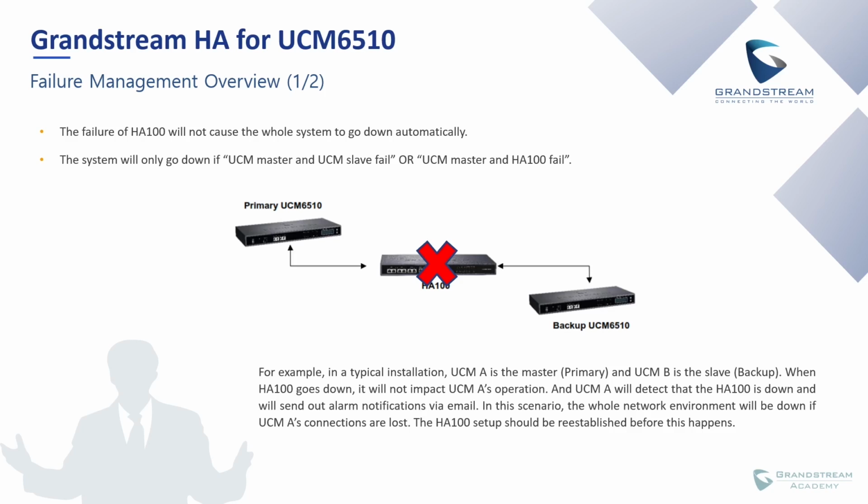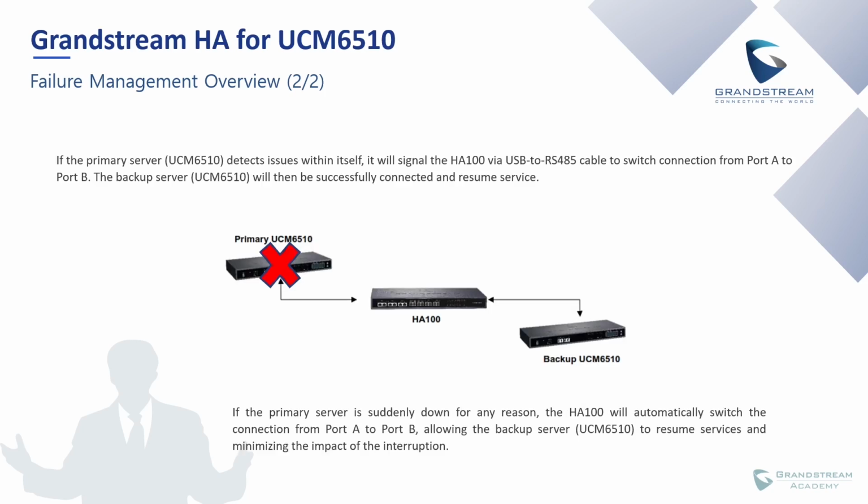In the meantime, the UCM will detect that the HA100 has failed and will send a notification via email to the system administrator. Also, if the primary server detects issues within itself, it will signal the HA100 via USB to RS485 cable to switch connection from port A to port B. The backup server will then successfully connect and resume the service.